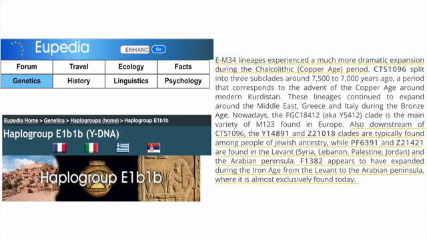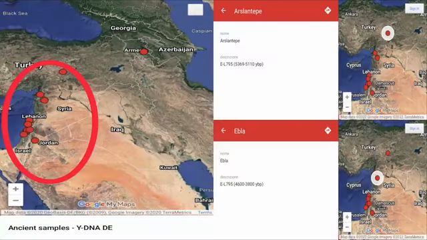F1382 appears to have expanded during the Iron Age from the Levant to the Arabian Peninsula, where it is almost exclusively found today." And in this time period of the early Bronze Age, we can find many E-M34 samples throughout the Middle East, such as in the Levant and Syria near Ebla, which was an ancient Semitic kingdom. They were an Eastern Semitic speaking people, but also in Anatolia.